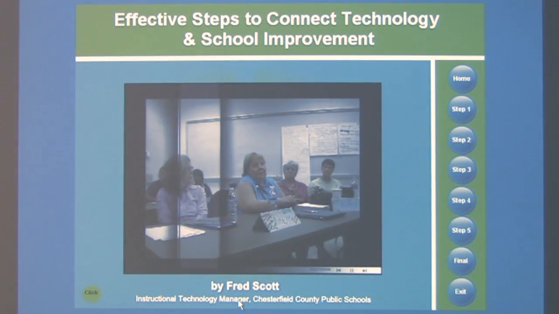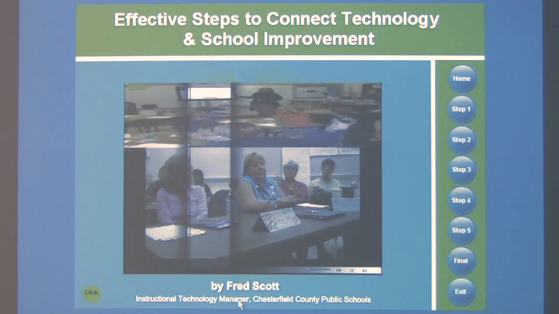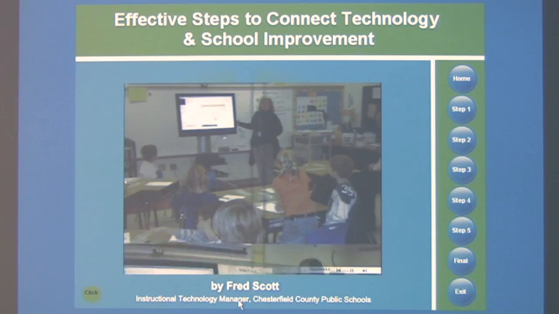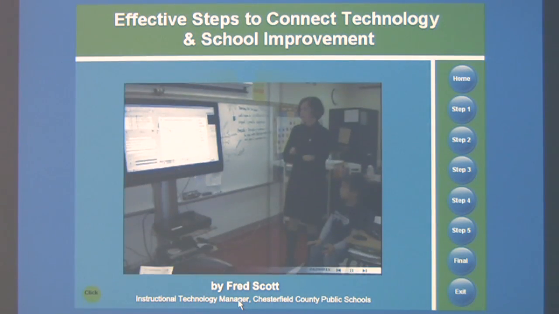My job here today, ladies and gentlemen, is to discuss a framework and domains that I've come up with, in my experience, about connecting technology with school improvement. These pictures that you see throughout the presentation are actual children, people, teachers, and my staff members in our district doing work. So let's get started.